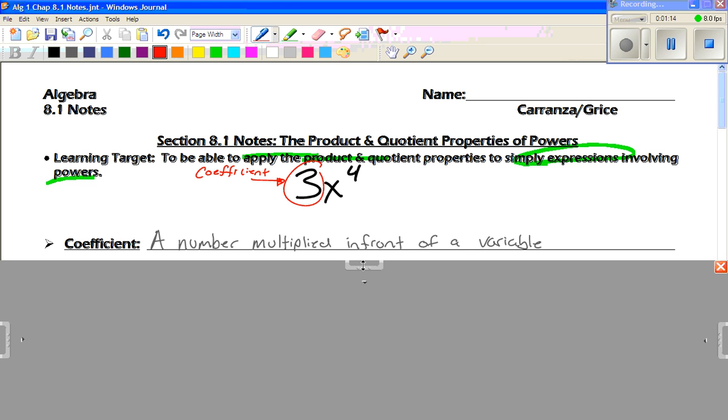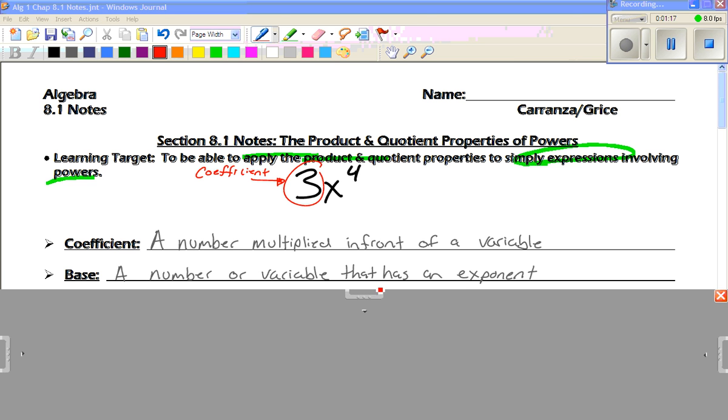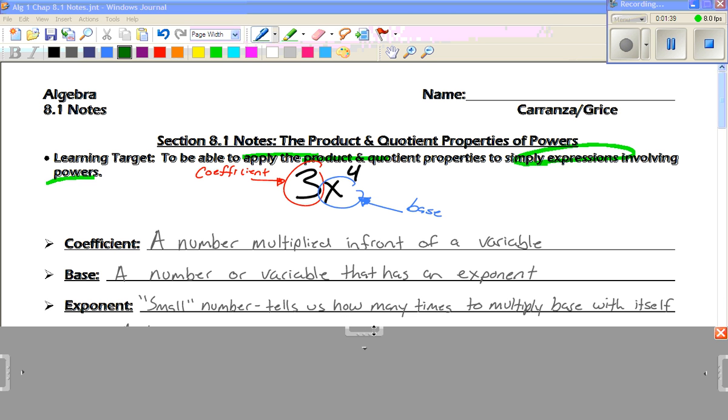Now, our next word, base. The base is a number or variable that has an exponent. Okay, in this example, the x is the base because it has the exponent that's attached to it. Okay, next word is exponent. Exponent, it's the small number, and it tells us how many times to multiply the base with itself. Okay, so 4 is the exponent.